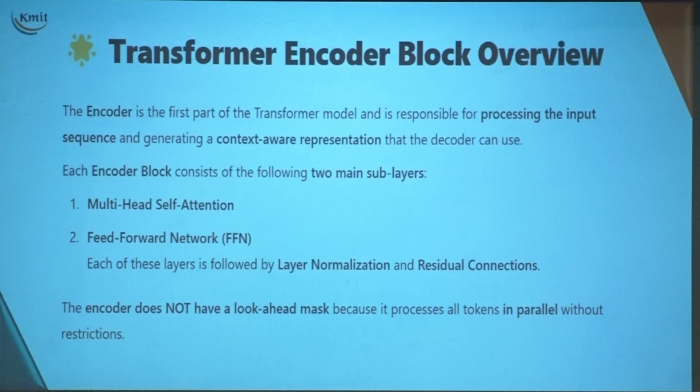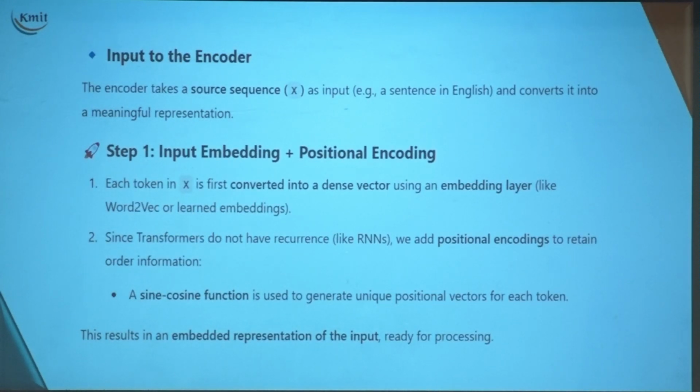The encoder does not have a look-ahead mask. Why are we not using that masking operation inside the attention block? Because we are processing all the tokens parallelly. Please make note of this point. Now what is the input to the encoder block? Let's say it is X. What is this X? EP1. What is that EP1? Embedding and positions concatenated together.